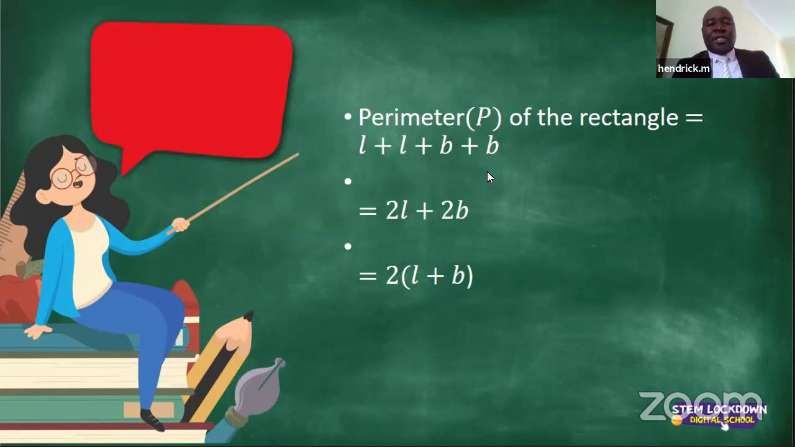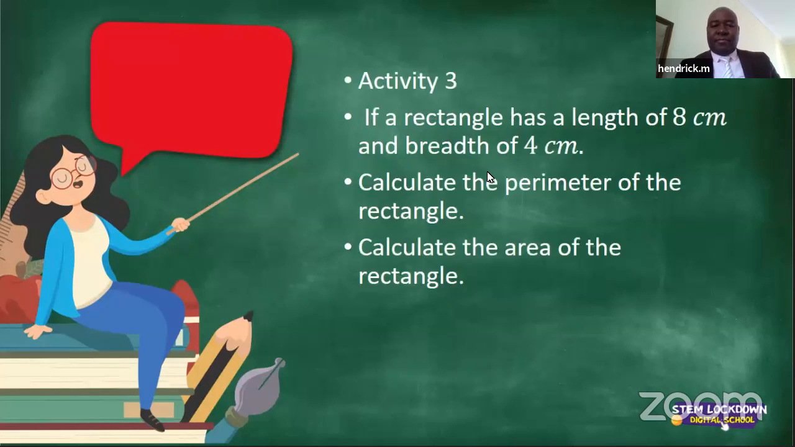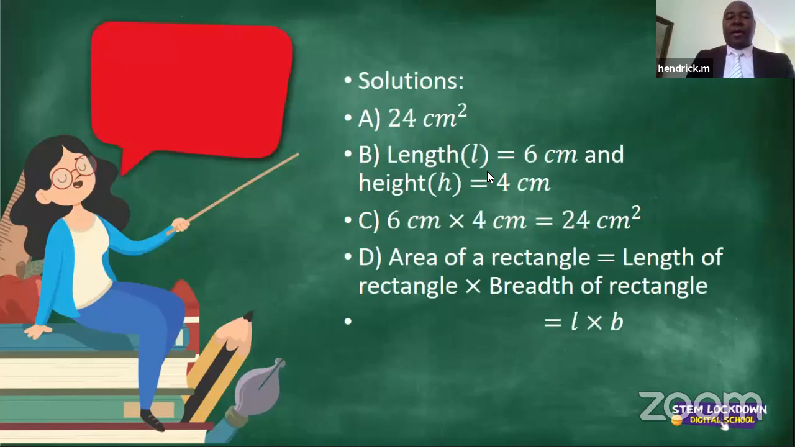Yes, sir. I don't understand a lot how to calculate area. Okay, use the following formula. Can you see B there at the bottom? We said that the area of the rectangle is given by the formula L multiplied by B. That is length times breadth.